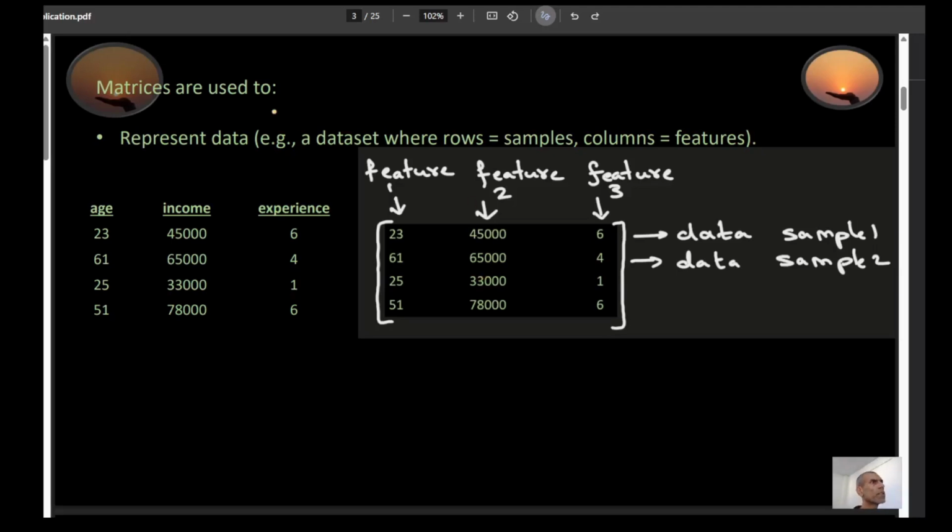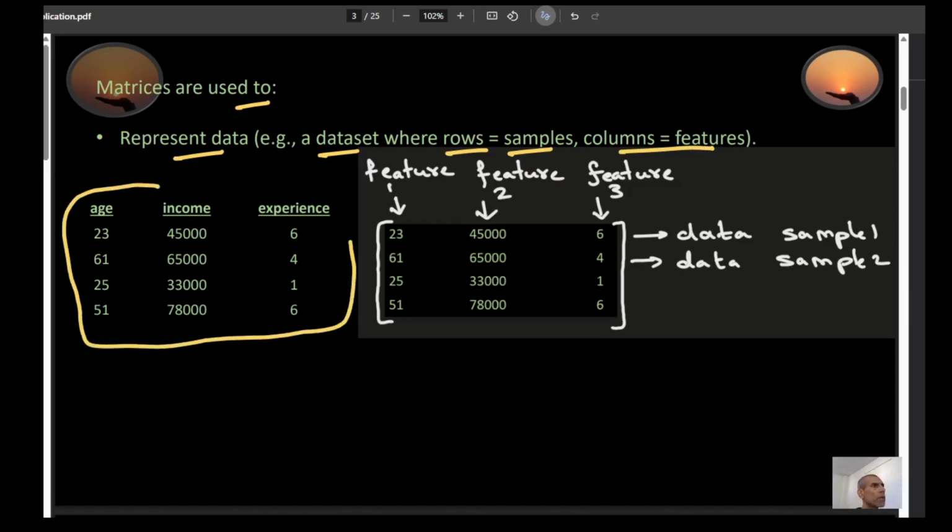Now, matrices can be used to represent data. For example, a data set where your rows would be samples and your columns would be features. So suppose you have a small table like this, and in this table, you have three columns: age, income, experience. Another name for that is features. These are the corresponding data. So some guy, his age is 23, his income is 45,000, his experience is 6. And likewise, this is the information for the second guy, third guy, and fourth guy.